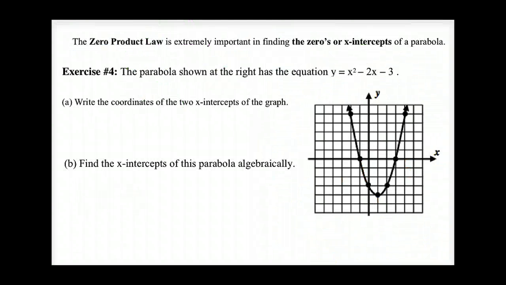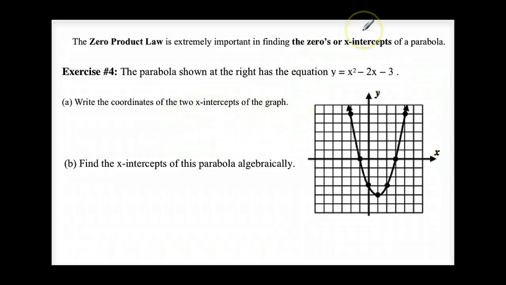So moving along now. The zero product law is extremely important to finding the zeros or the x-intercepts. So example 4, the parabola shown to the right is the equation of y equals x squared minus 2x minus 3. Write the coordinates of the x-intercepts on the graph.